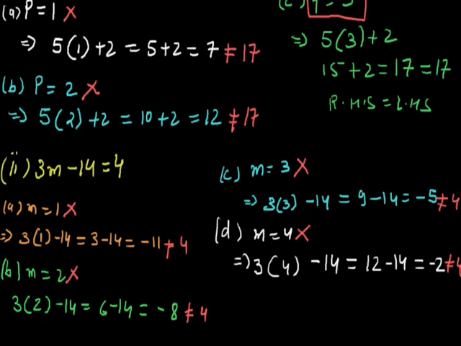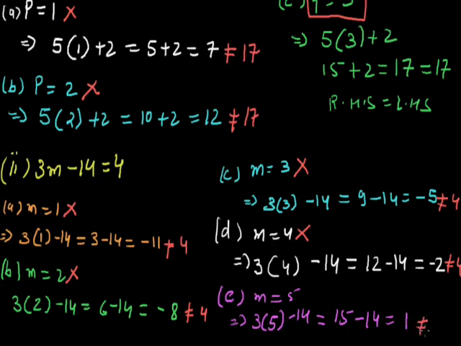Now again we have to try one more value. We will put m is equal to 5. Now if we put m is equal to 5, we will get 3 into 5 minus 14, which will give you 15 minus 14, so it will be equal to 1, which is again not equal to 4. So m is equal to 5 is also not the solution of the given equation.